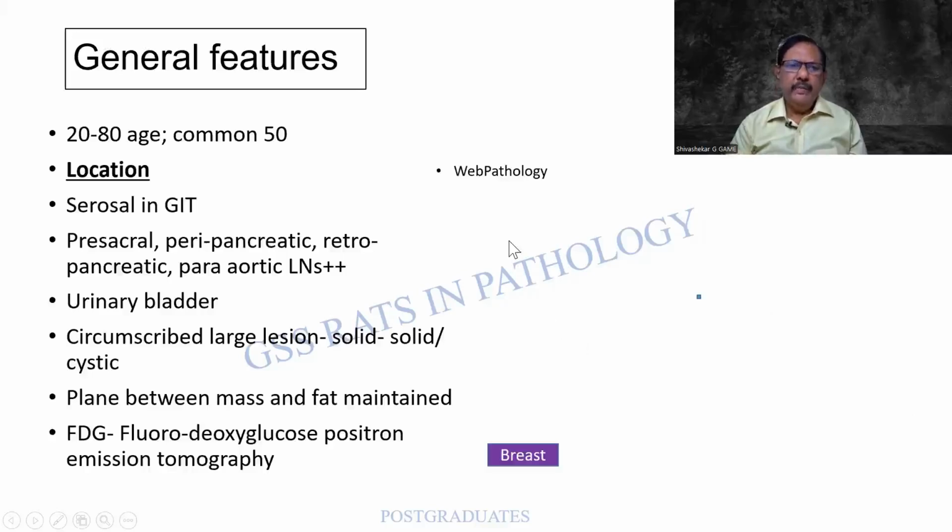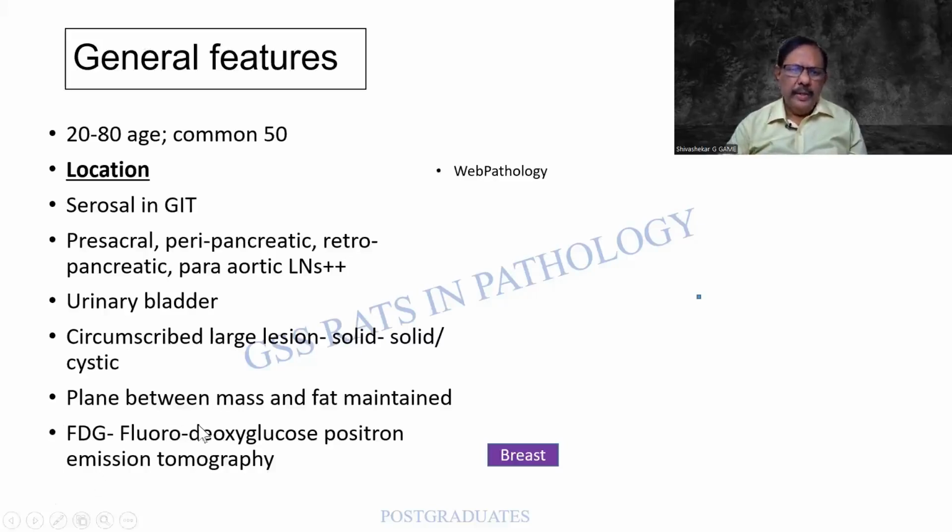The general features: it occurs in the age 20 to 80 years, most commonly around 50 years of age. The location is the serosal region of the GIT, presacral, peripancreatic, retroperitoneal, para-aortic lymph nodes. Urinary bladder is another location. It is generally a circumscribed large lesion, which is usually solid or can be solid and partly cystic. One thing that is important is the plane between the mass and the surrounding fat is well maintained, in the sense that it is not infiltrating.